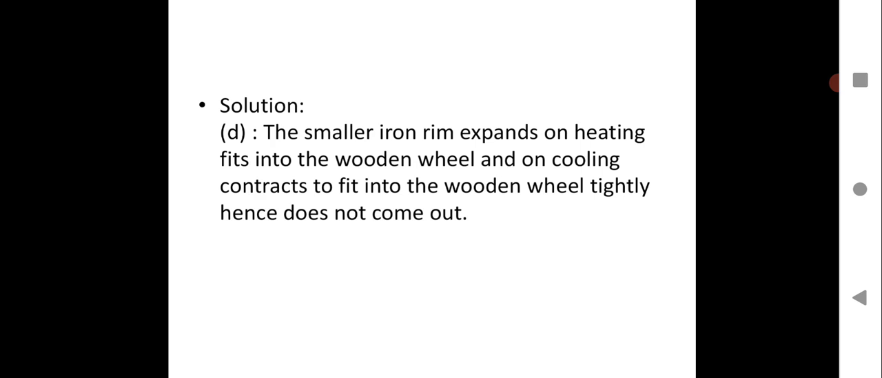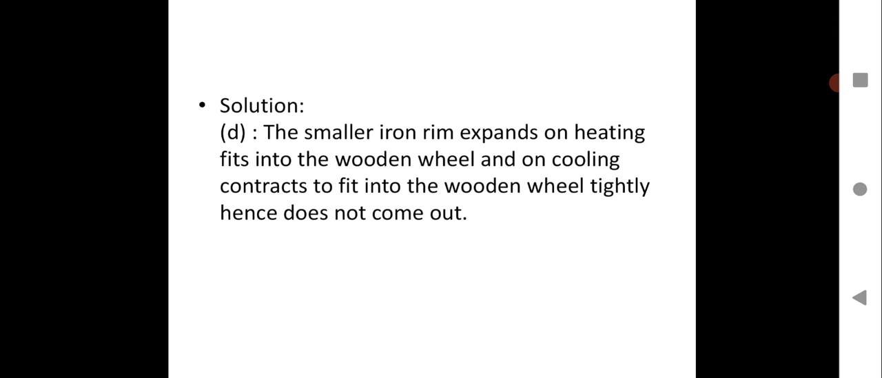Yes, option D. The smaller iron rim expands on heating and fits into the wooden wheel, and on cooling contracts to fit into the wooden wheel tightly. So when it contracts, it will fit very tightly, and when you are using it on the wooden wheel of the cart, the bullock cart and all, it will become highly durable, long lasting, very strong. So hence that wooden wheel will have the metallic rim which will not come out easily, and the wooden wheel will become very strong and highly durable.